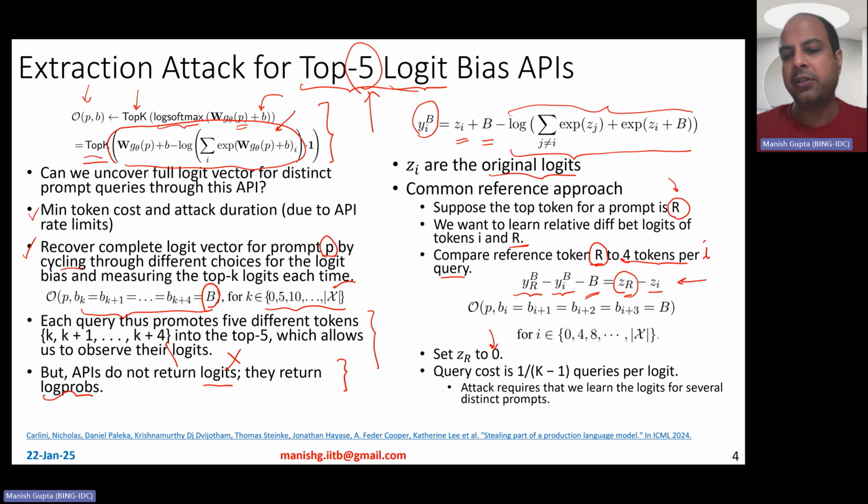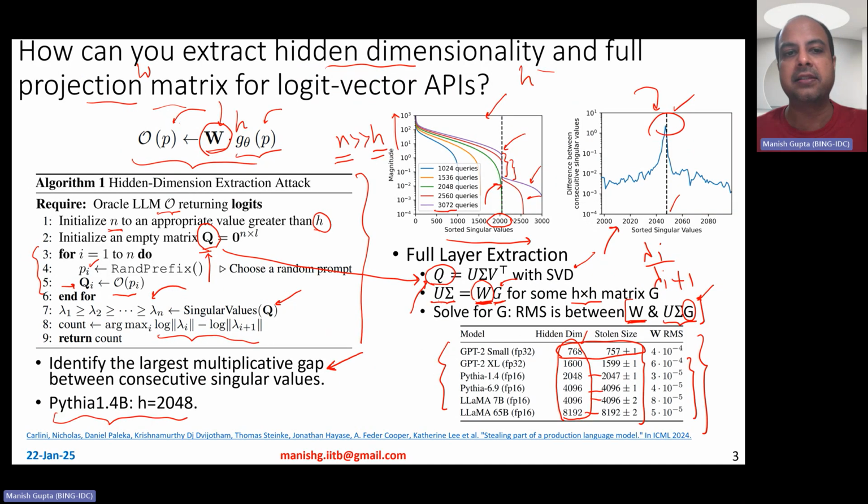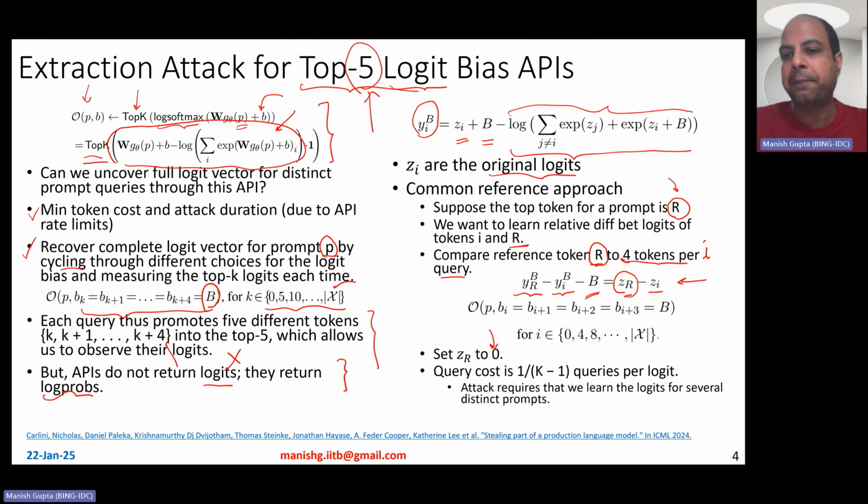And that's okay. Getting the logit scores which are relative to a particular token is okay, because finally you're going to do eigenvalue analysis, and eigenvalue analysis is just a multiplicative factor in that sense. So therefore it's okay, right? So you fix ZR to 0 and therefore derive what is ZI. So in one query, like earlier you were doing five tokens, now you could actually handle 4 tokens because you need 1 for the reference anyway. You'll have to repeat R in every query that you do.